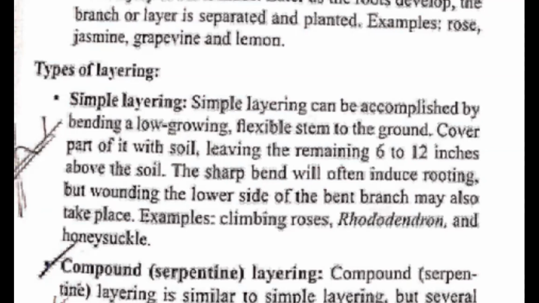Automatically the roots also originated. So after the root formation, what happened? It detached from the parent. Okay, detached from the parent and placed somewhere else, it grows into an entire plant. Examples: climbing roses, rhododendron, and also honeysuckles.